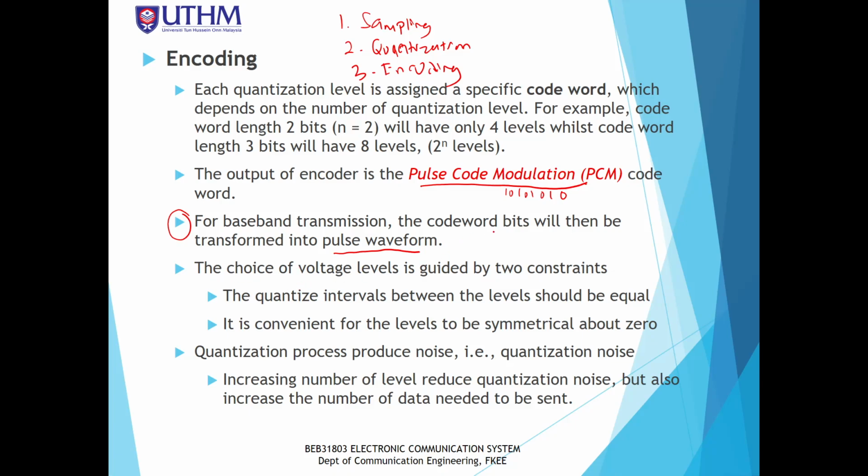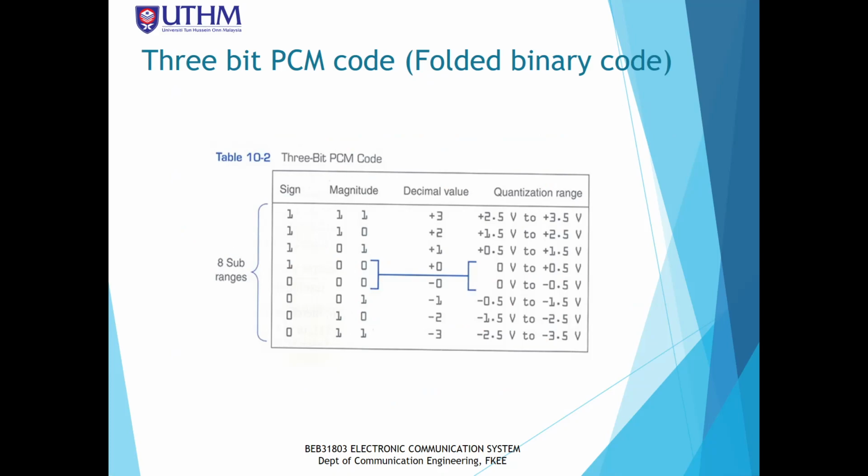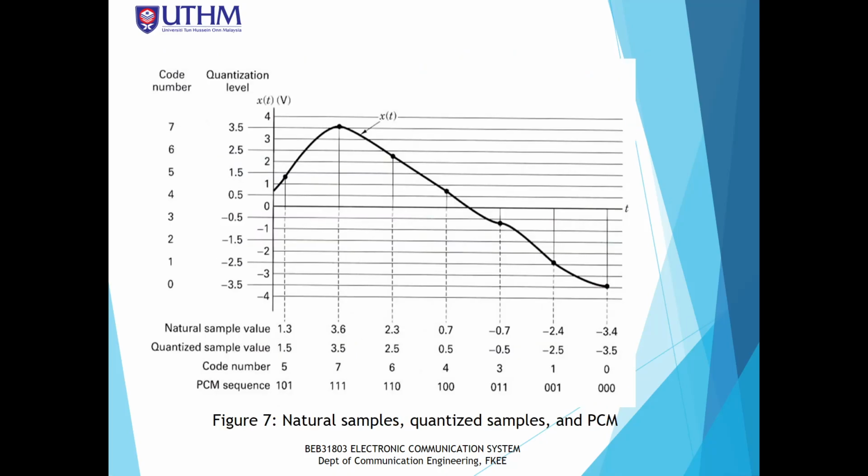The choice of voltage level is guided by two constraints. The quantized intervals between levels should be equal. We are going to see this in the encoding process. So for the encoding process, I skip one slide to this part.